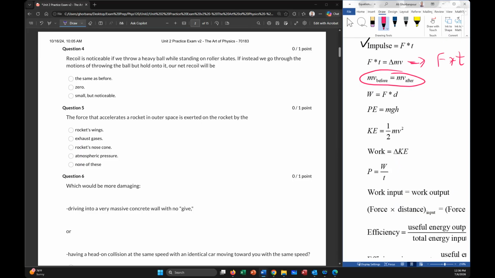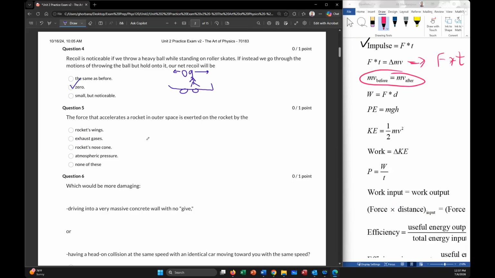Recoil is noticeable if we throw a heavy ball while standing on a roller skate. Yes, let's say this is a roller skate, and we are standing on the roller skate. Good. And then if we throw the ball forward, the entire system moves backward. Not if instead we go through the motion of throwing the ball. It's telling us that if you go in the direction of the ball that is moving, our net recoil should be 0. So net recoil should be 0.